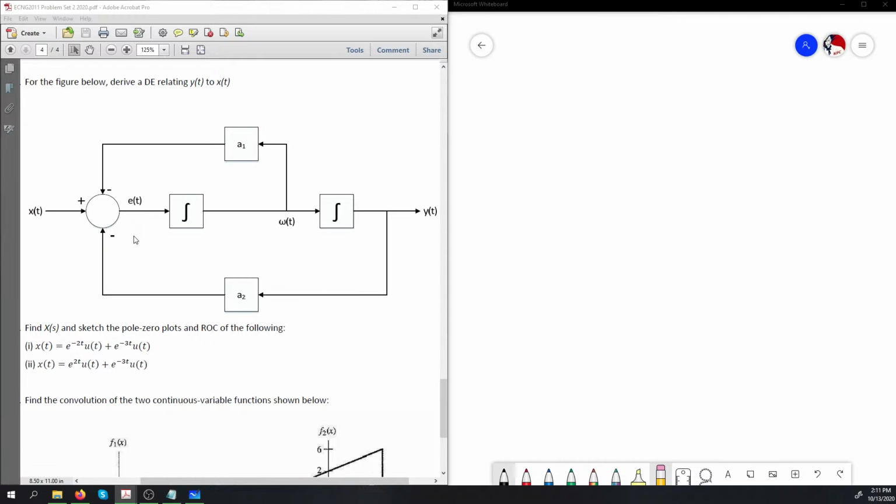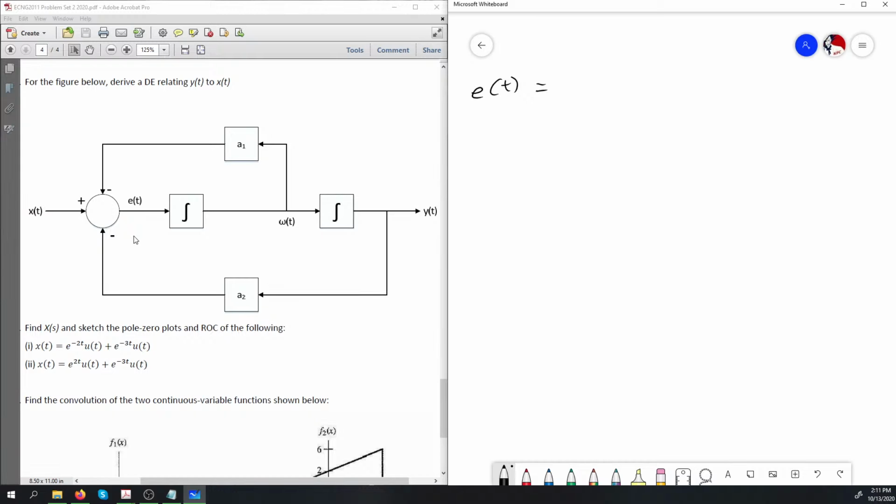So in watching this, we basically say e of t here is going to be equal to, let's watch this part here first, which is going to be a1 mapping back here. Sorry, no, let's watch this point here first. So we're watching this for a2 here mapping back to our negative part here. So it's going to be minus a2 y of t.